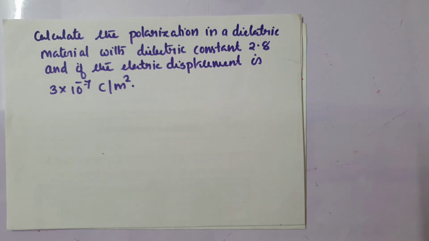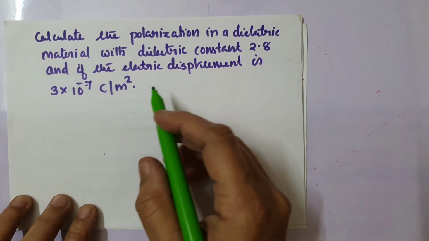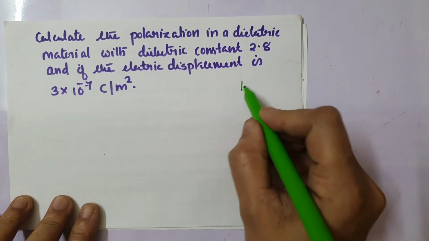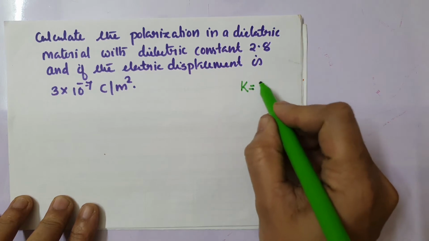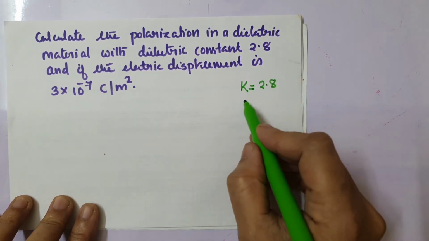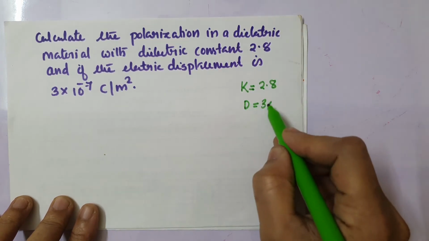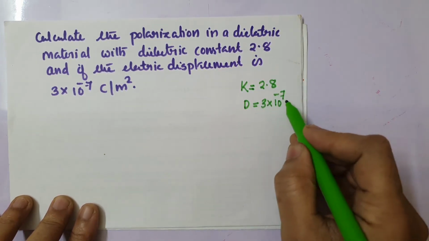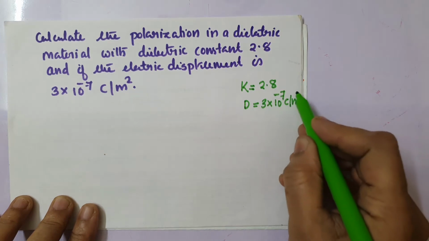Calculate the polarization in a dielectric material with dielectric constant 2.8 and if the electric displacement is 3 into 10 raised to minus 7 coulomb per meter square. Here the data given is the dielectric constant, that is K is equal to 2.8, and the electric displacement, that is D, can be written as 3 into 10 raised to minus 7 coulomb per meter square.